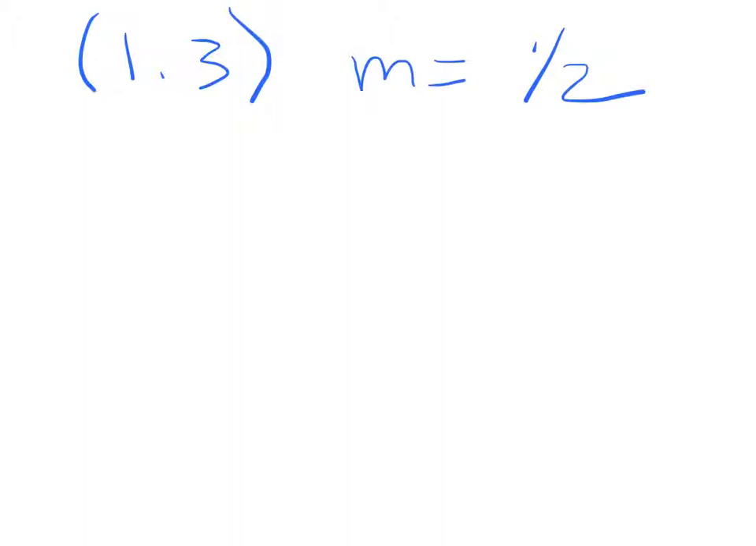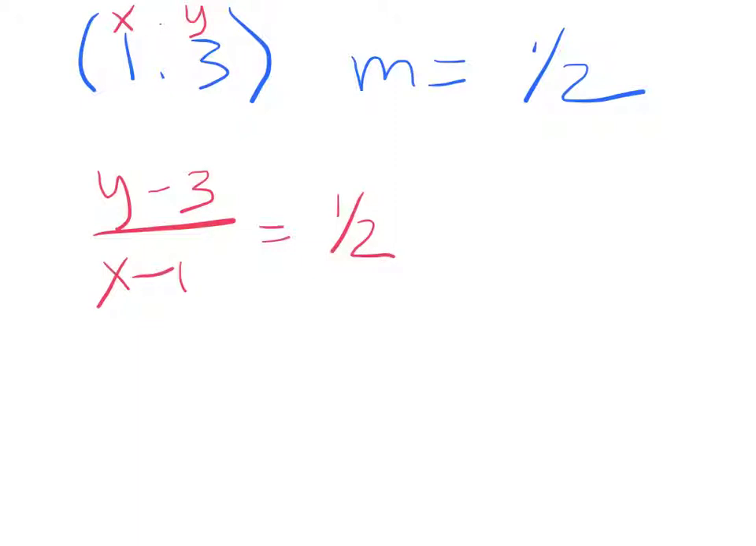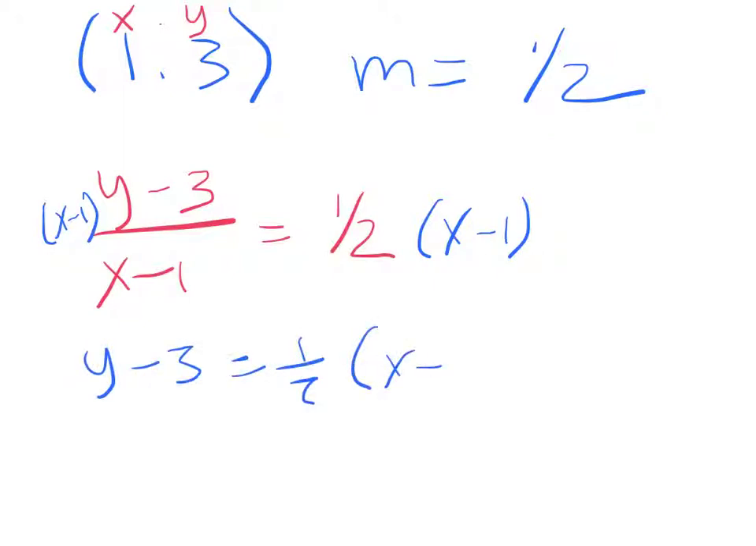And so we see we've got the point 1, 3, and we want to write the equation of the line through that point such that the slope is 1/2. We'll do the same technique. We'll introduce a variable point. And we'll say, okay, well, y minus 3 over x minus 1 equals 1/2. And then because I don't like this x minus 1 in the denominator, we'll multiply both sides by x minus 1. Y minus 3 equals 1/2 times x minus 1.